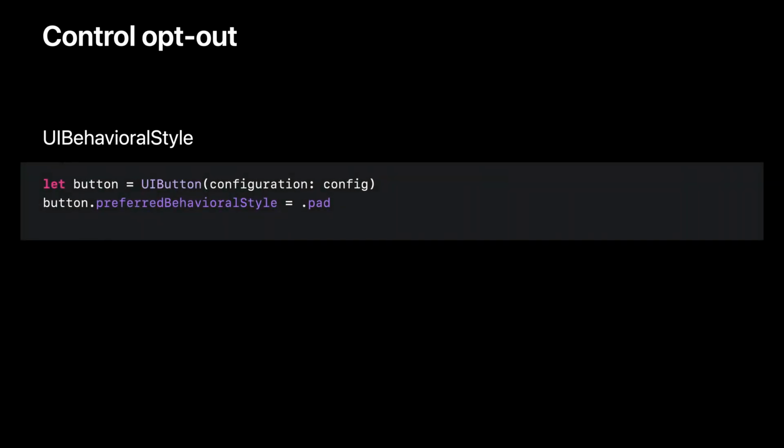UIBehavioralStyle is the new enum that makes this possible. UIButton and UISlider have two new properties each. preferredBehavioralStyle is read-write, and behavioralStyle is the read-only resolved value for this property. On iOS, the resolved value for behavioralStyle won't change, so it's easy to set this line of code to .pad or .mac explicitly to handle the Mac Catalyst case without affecting your iOS app.